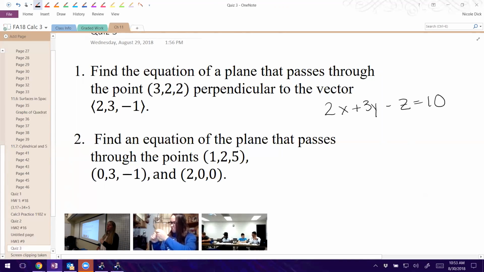Now for number 2, we have to do a little bit of preparation for this. We're just given a bunch of points there. What do we have to do in number 2 before we can have the situation we have in number 1? Find 2 vectors and then find your cross product. We have to find 2 vectors and then find their cross product.